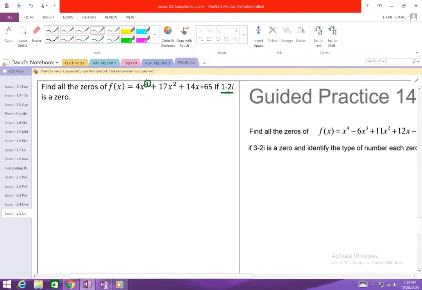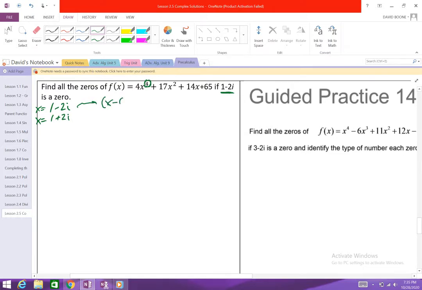So we can start off, if we know that 1 minus 2i is a 0, so x equals 1 minus 2i is an answer. Well, from the previous page in that theorem, we then also know that its complex conjugate is also a 0. So I know that I will have 1 plus 2i as a 0. So those are the complex conjugates.